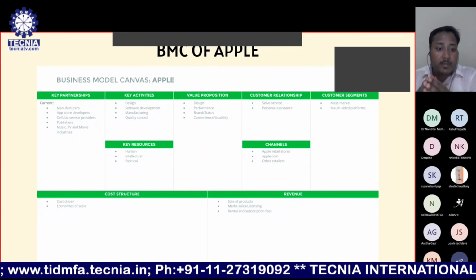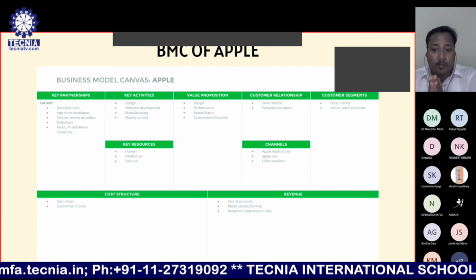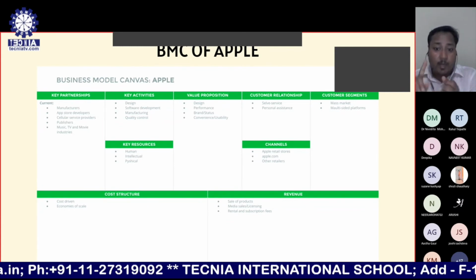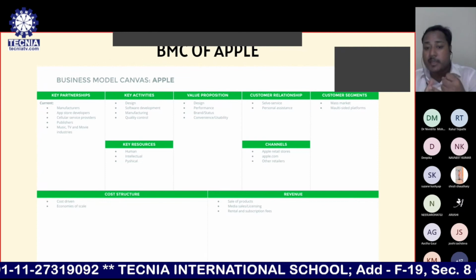What is their cost structure? Cost driven, economies of scale. What is their revenue stream? Product sale. If the product doesn't sell, where will the money come from?